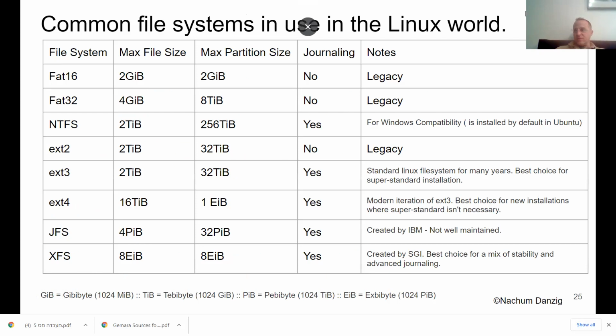Here, what do I write? Common file systems. Just another piece of information here: common file systems in use in the Linux world. This is the maximum file size. This is TiB, is... hebibyte. What is hebibyte? I wrote this and now I'm confused by it. Whatever.